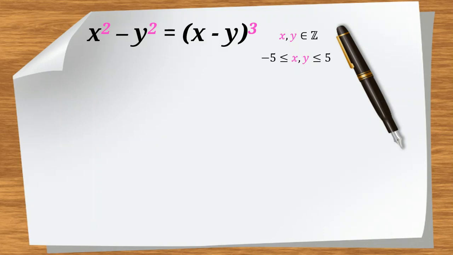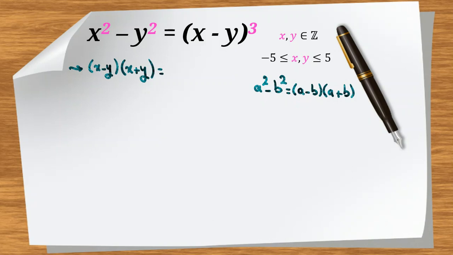We can factorize. We have a famous factorization that a squared minus b squared equals a minus b times a plus b. Now, if we use this, the left hand side will be (x minus y) times (x plus y), equal to the right hand side, which is (x minus y) cubed.